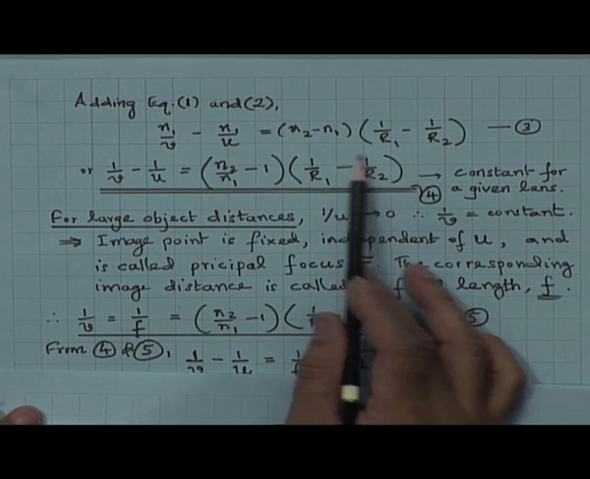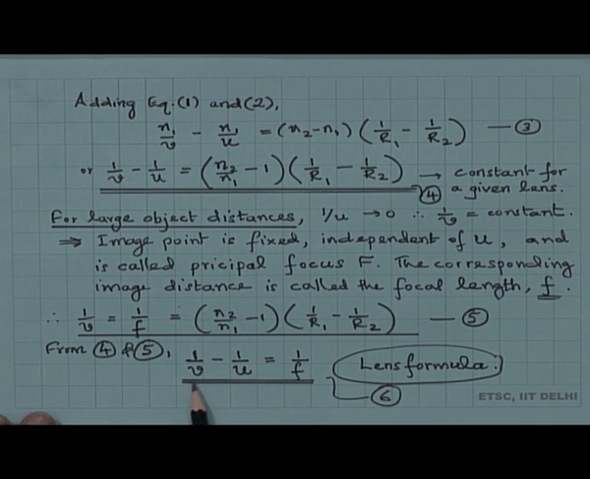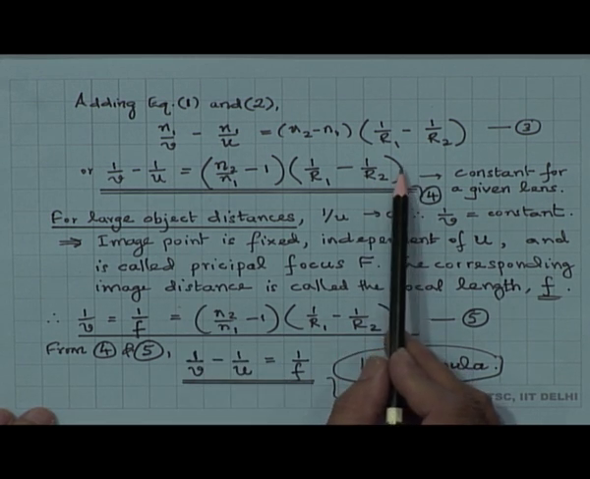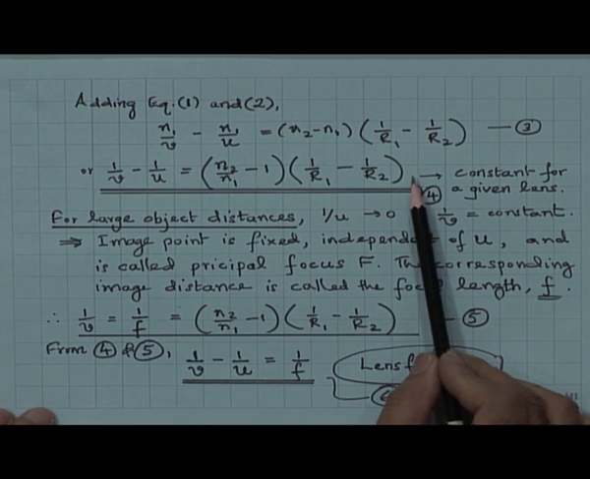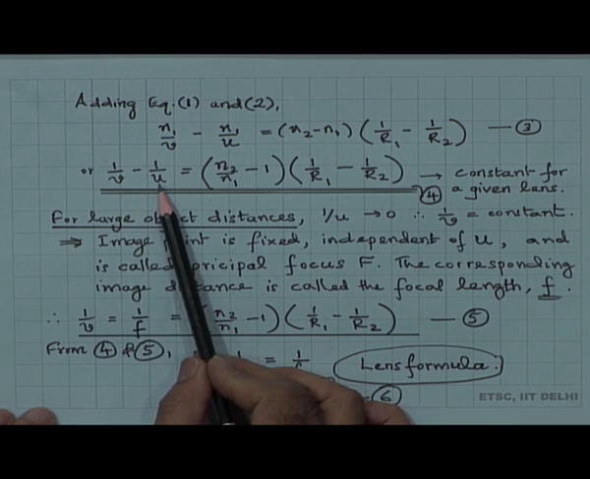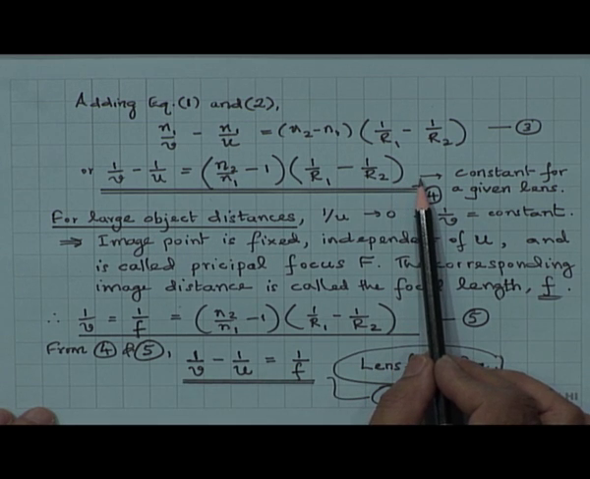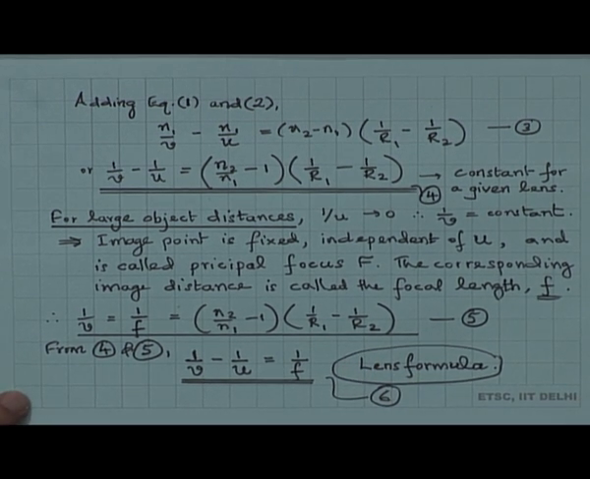That constant on the right hand side is denoted by 1 by f, which is equal to n2 by n1 minus 1 into this. From 4 and 5 we have 1 by V minus 1 by U is equal to 1 by f. Basically, what we have said is this is a constant which is equal to 1 by f. Now, what is that f? f is the focal length, f is the focus where parallel rays from a distant object converge onto the point f. So, this I will illustrate. So, this is the important formula which is called the lens formula.